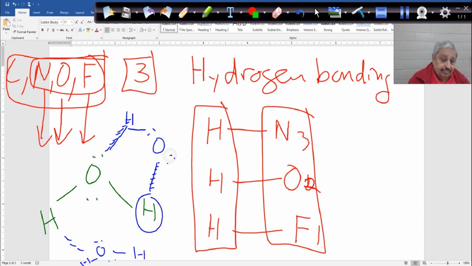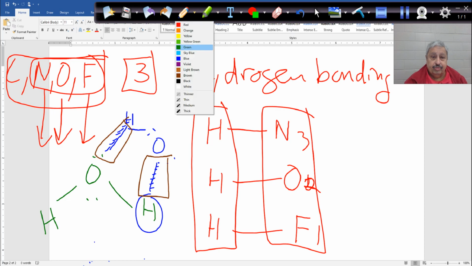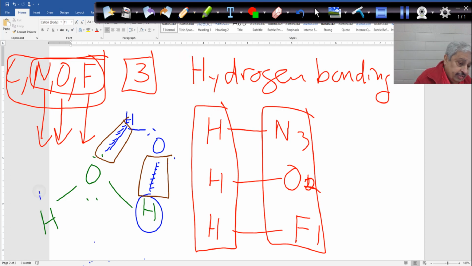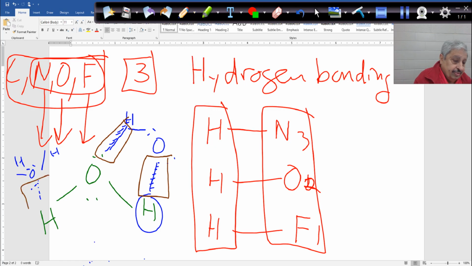So let's see here. One, two, and then I have, this is not clear here, so I'll do it much better so you can follow it. And this is O. This is number 3. So between oxygen and hydrogen, or oxygen and nitrogen, correct?